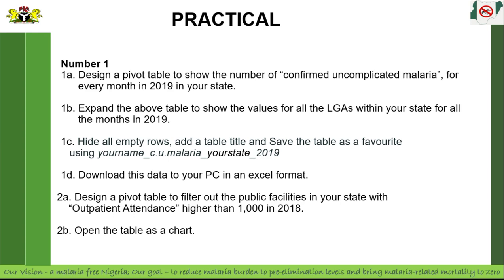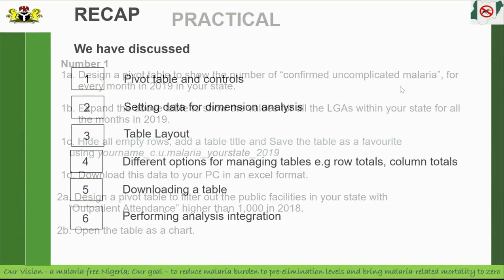Then we'll set our period to 2018, and make use of the org unit ownership tab. Select public facilities and select your state. This should bring out the desired pivot table. When we are done, open the table as a chart. If you are pleased with what you see, congratulations, you've completed the practical session.